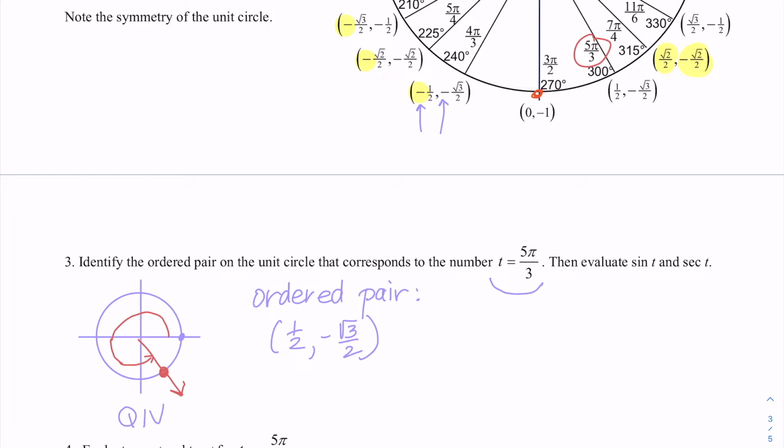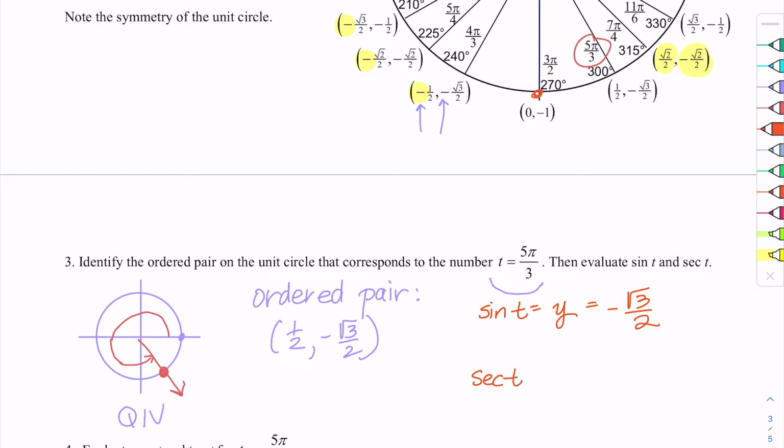So we can go ahead now and find the sine of t, and keep in mind that the sine of t is going to be just that y value, and that's going to be equal to the opposite of √3 over 2. And the secant of t is going to be 1 over the cosine of t. And remember, the cosine of t is that x coordinate, which is 1/2, and that's equal to 2.